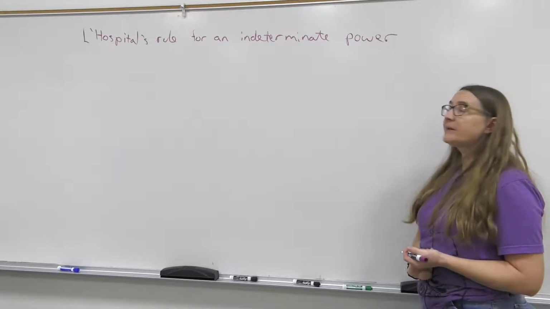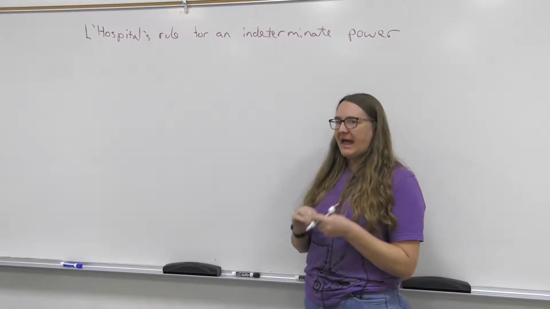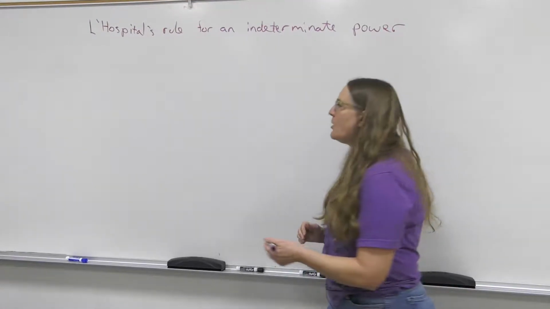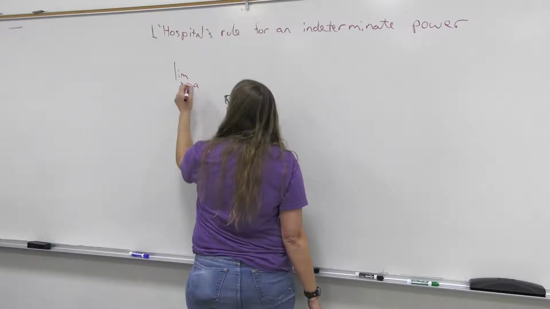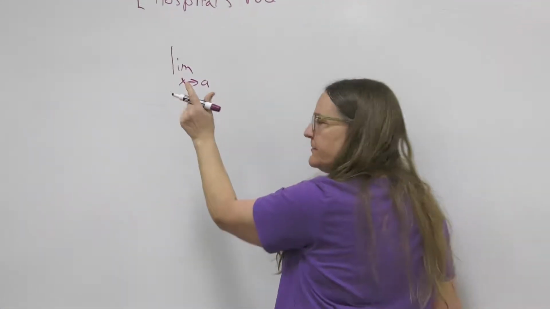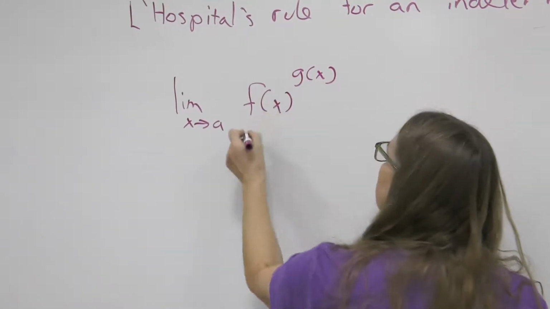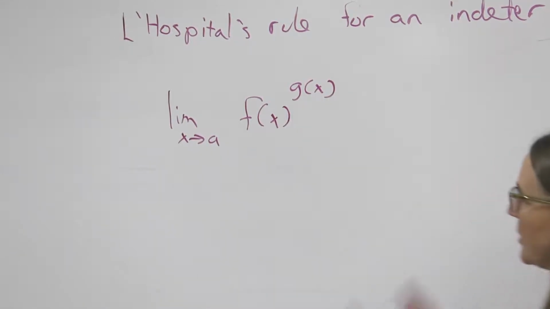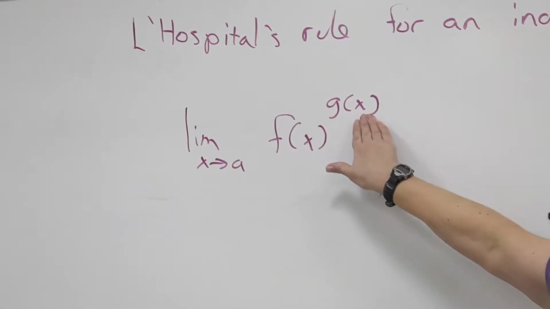We're going to be taking a look at L'Hopital's rule for indeterminate powers. Now there are three indeterminate powers that we can get. We're basically taking a look at something that looks like this: the limit as x approaches a, or we could replace a with infinity or negative infinity, of f of x raised to the g of x. So we've got some base and some exponent.